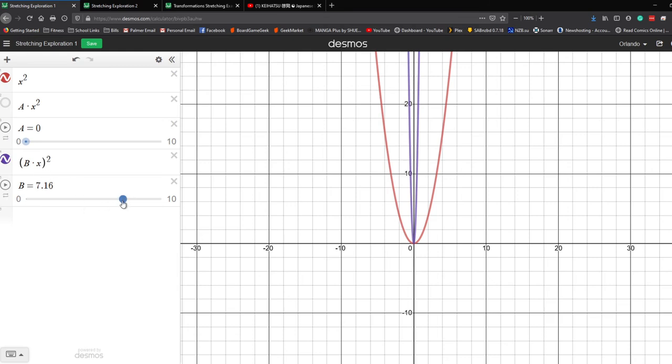So if b is bigger than 1, we're not horizontally stretching. I'm not grabbing the ends and pulling it. It's actually grabbing the ends and pushing it in, like we're smushing it. So this is a horizontal compression. So when b is greater than 1, we're horizontally compressing the graph. When b is less than 1, that is where we start to see a horizontal stretch. Okay, so you see how it's stretching here.